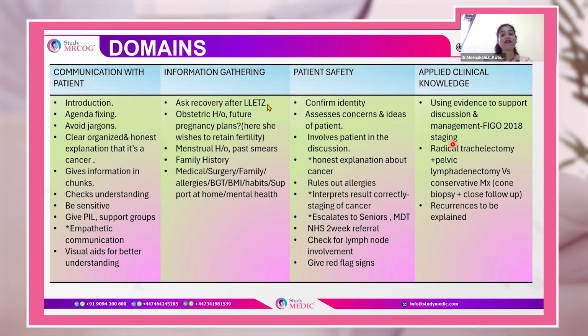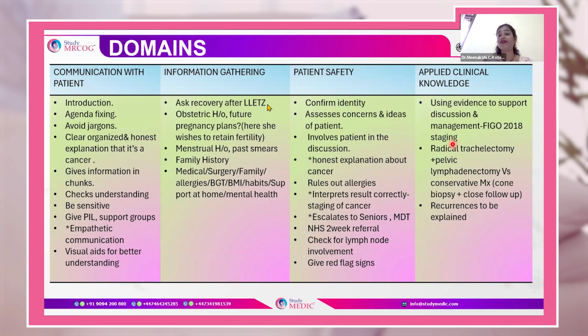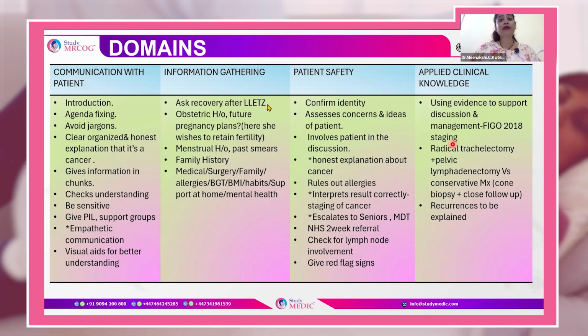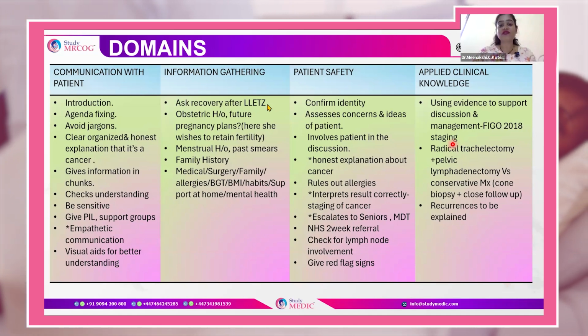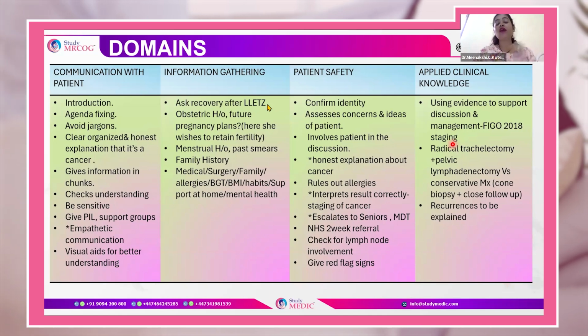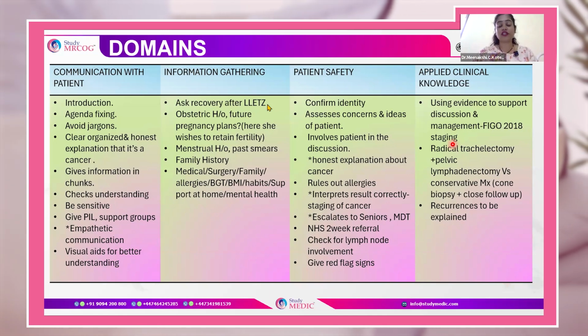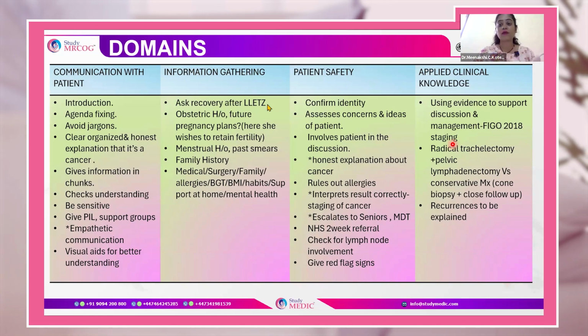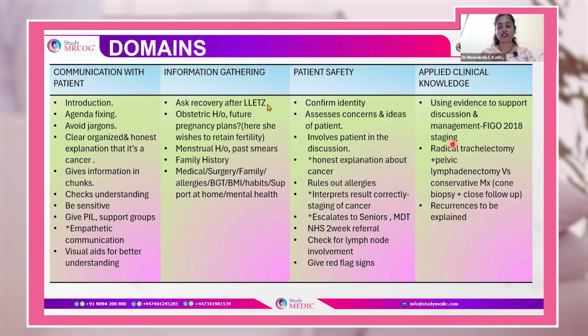But when she's undergoing the radical trachelectomy, you have to make her understand that there is a possibility of spontaneous second trimester miscarriages, as well as preterm labor and PPROM, and all of these risks need to be explained to the woman, because when she's young, she might be willing to preserve the fertility, right? So you don't talk about the radical hysterectomy or all of that. Just talk about the fertility preserving options only.